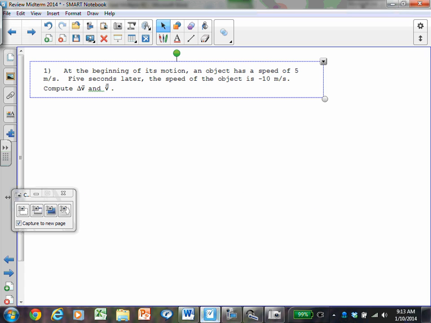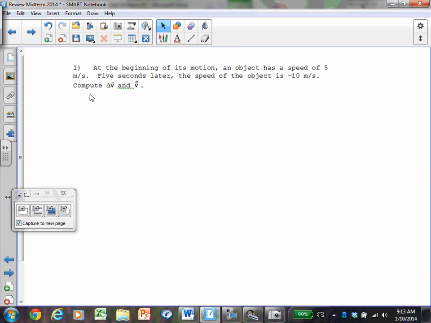Okay, this problem brings up a little bit of what notation is and things like that. So it says at the beginning of its motion, an object has a speed of 5 meters per second. 5 seconds later, the speed is minus 10. Compute delta V, and, or no, that's delta V. It's a little hard to read on here. And then V bar.